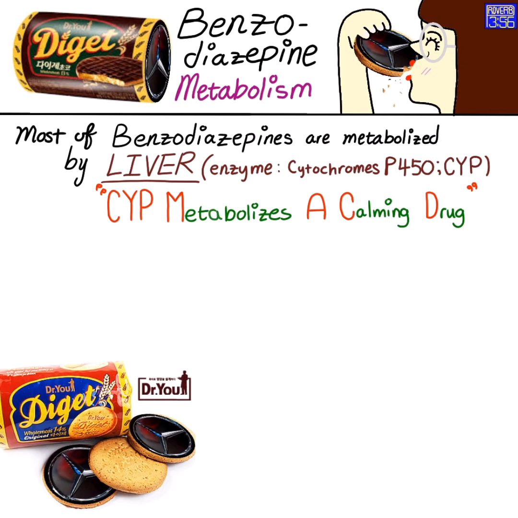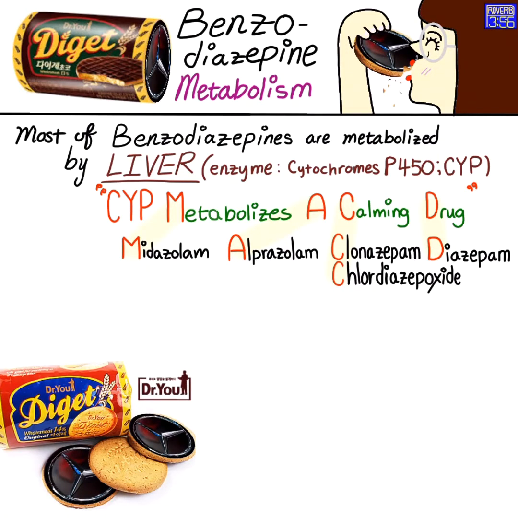To begin with, most benzodiazepines are metabolized by the liver, especially by the enzyme cytochrome P450, or in abbreviation, CYP. And diazepam is used to calm a patient, so it is a calming drug. So please remember this mnemonic. CYP metabolizes a calming drug. Repeat after me. CYP metabolizes a calming drug.